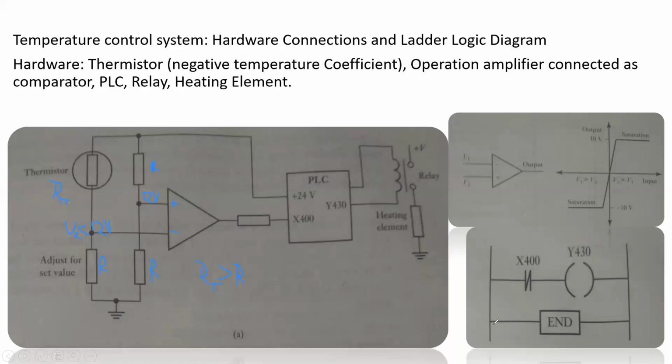And when X400 goes to high, then here is the ladder logic diagram. As we have already said, initially the relay is energized, which means that Y430 was initially high. So that's why we are using a normally closed contact, which means that as long as there is no input, the output will be high. But as soon as the input goes from low to high, the output will go from high to low, which means that the relay will get de-energized and the contacts will open. So this is how we associate the hardware circuitry with the ladder logic diagram.